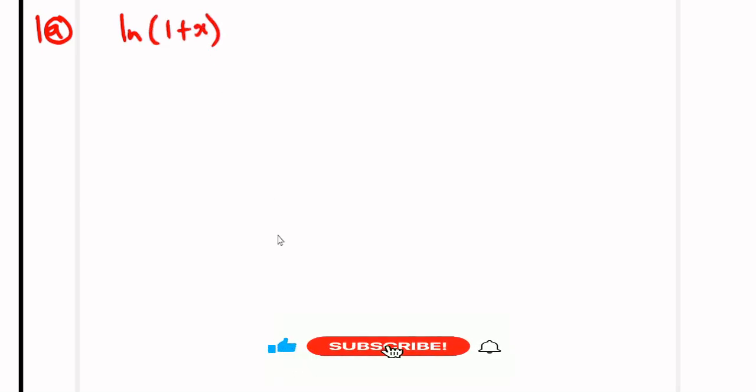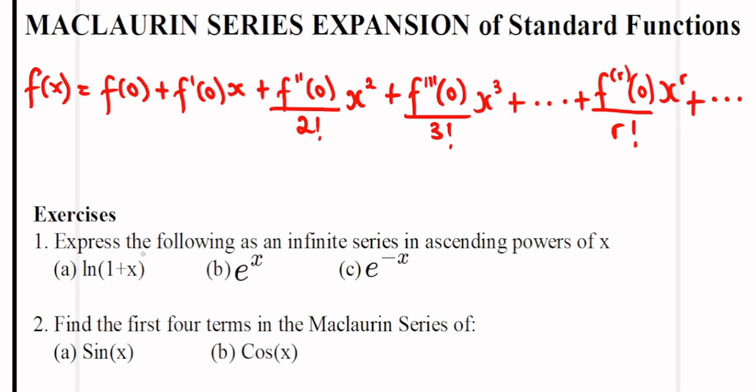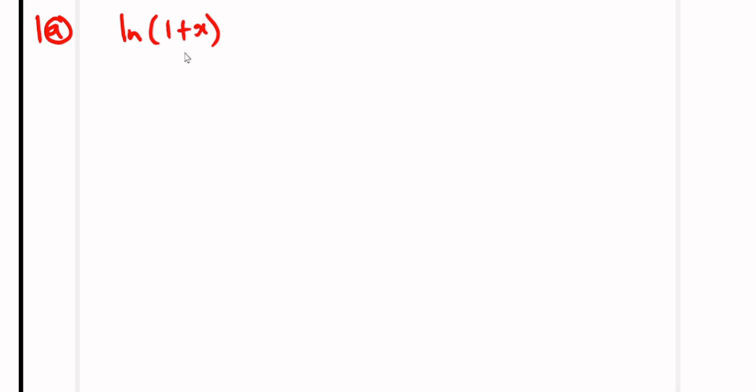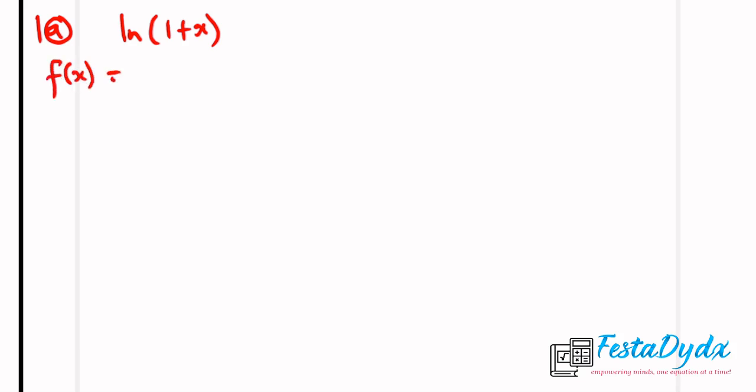So this is the question we have. The question says, express the following as an infinite series in ascending power of x. So we're going to be expressing this using the Maclaurin series. So what we'll have here is the natural log of 1 plus x. The first thing we have to do is to call this a function of x. So f of x is equal to natural log of 1 plus x.